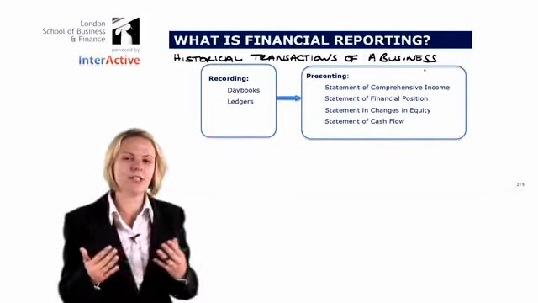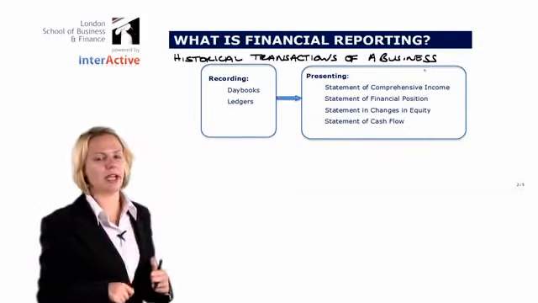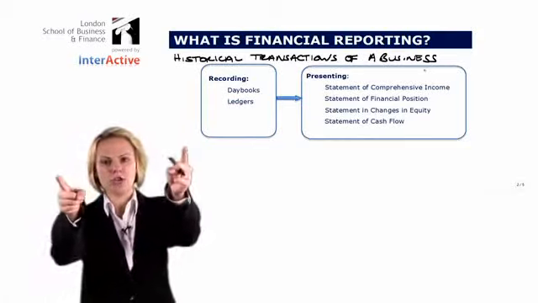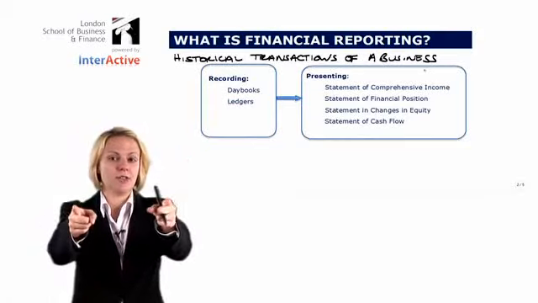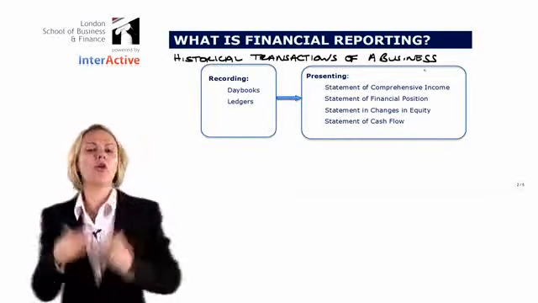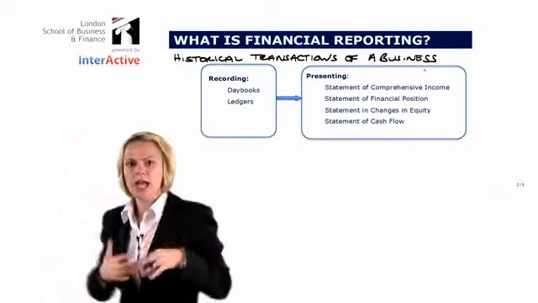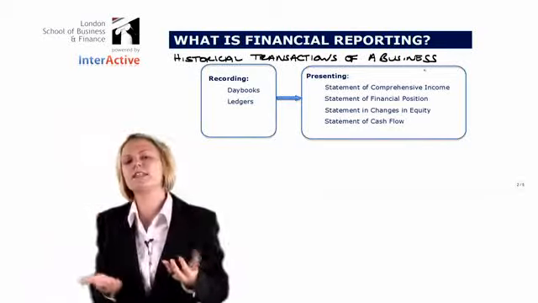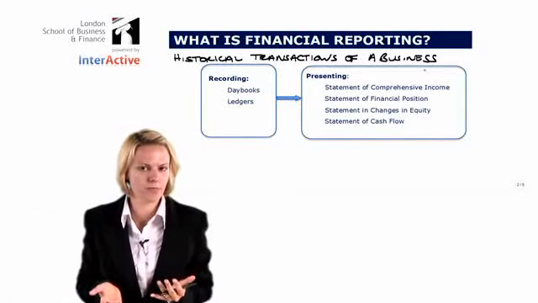As financial accountants, we're very backwards looking. We don't look to the future. That's what you're going to do in F2. In F3, we're backwards looking. We're going to record everything that has happened and present it on a set of financial statements.